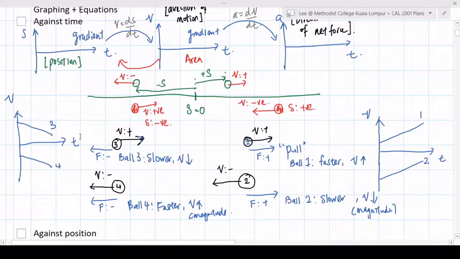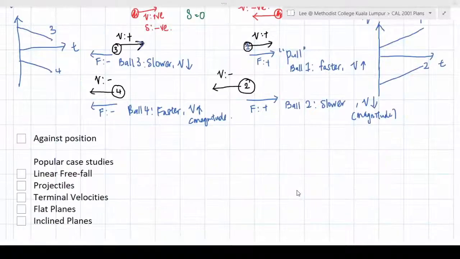That's why number 4 is traveling faster and faster. All these lines have the same gradient because they have the same force, F equals ma.